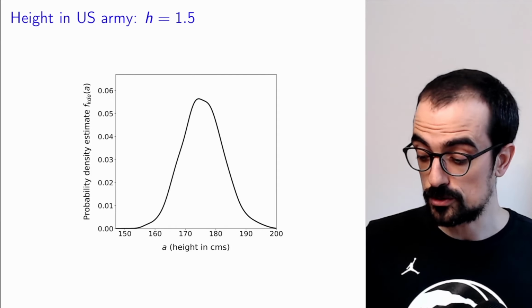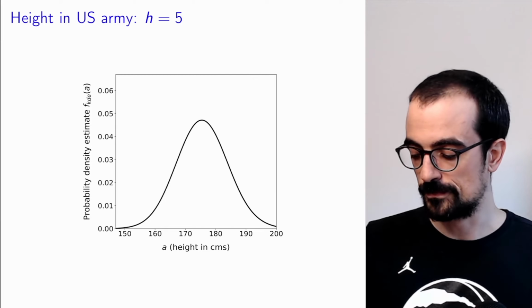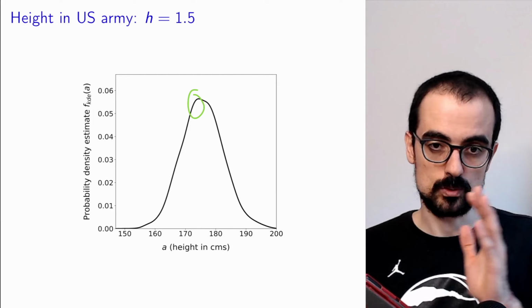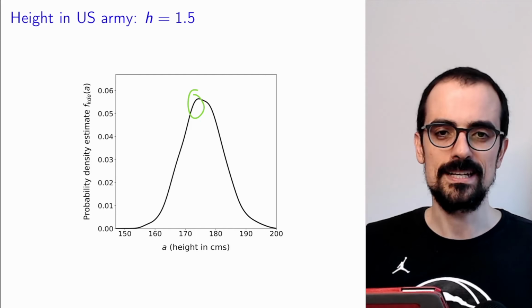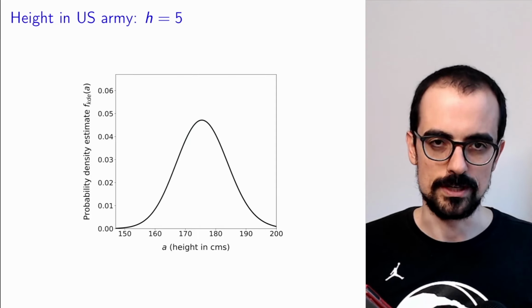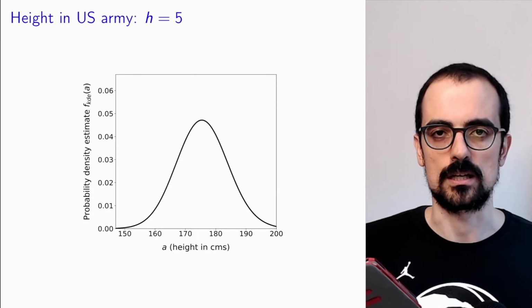If we over smooth, we're going to lose some structure. There seems to be some asymmetry around the peak that seems to actually be there. We don't observe this if we over smooth by using kernels that are too fat.